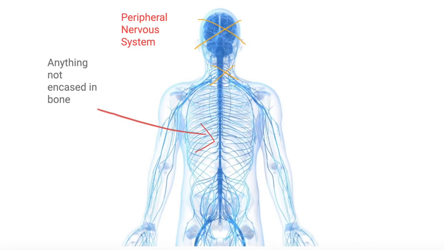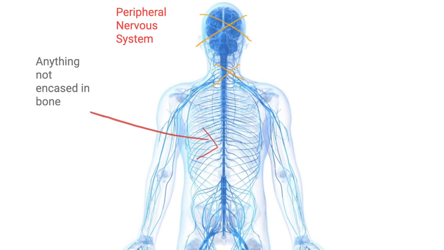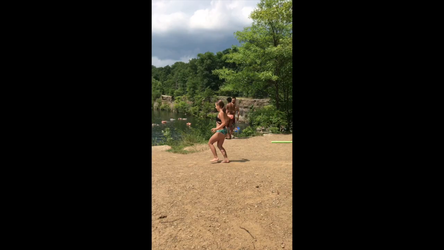Second, there's the PNS, or the peripheral nervous system, which includes anything not encased in bone. This is further broken down into two parts: autonomic, where involuntary actions such as heart rate and digestion take place, and the second part, somatic, where voluntary actions such as movement take place.